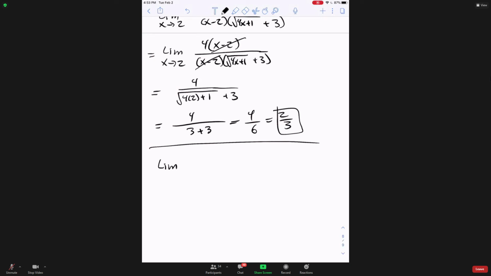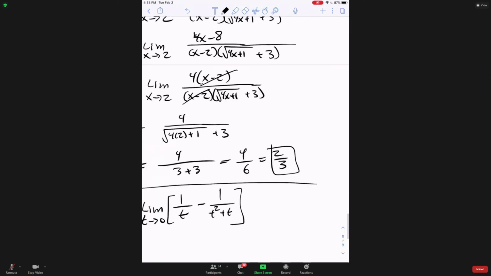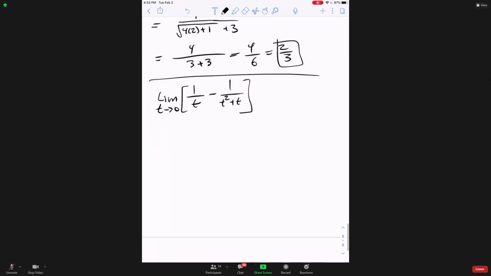Limit as t goes to 0 of 1 over t minus 1 over t squared plus t. That's supposed to be t here.